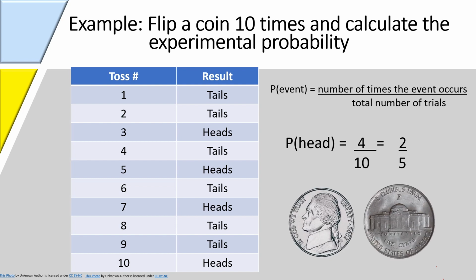When we flipped a coin, I actually flipped a coin. I took a nickel, I flipped it 10 times. That's why you see these numbers here from 1 through 10. Every time I flipped it, I wrote down what the result was. So whenever I got a tail, I wrote tails on my table. And whenever I got a heads, I wrote heads on my table. So you can see that I actually had four heads.